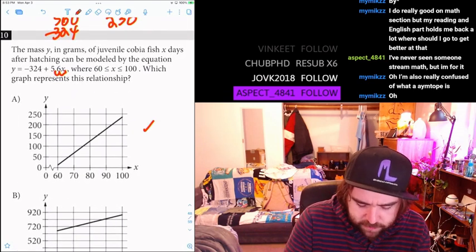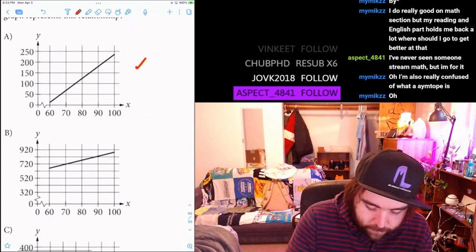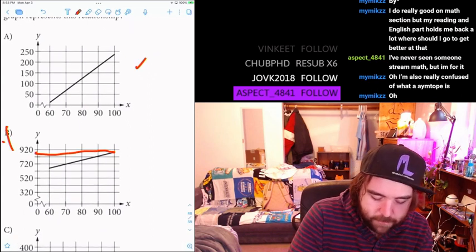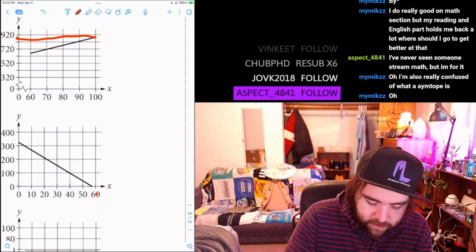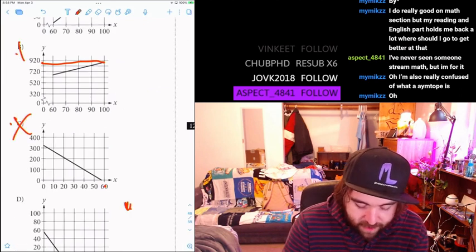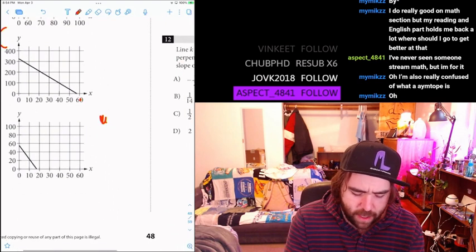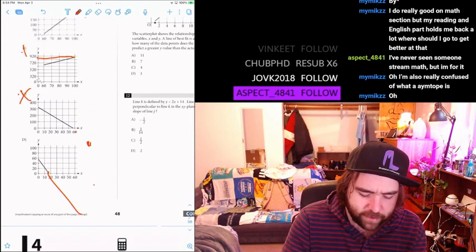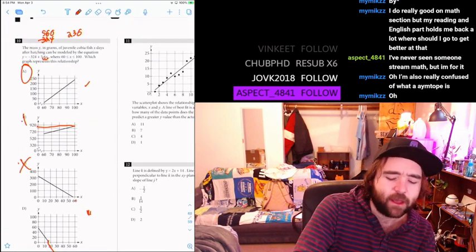So let's see. That one looks pretty good on that. This is definitely no good, right? Should be getting 236 when we plug in 100. We don't have 100, but that's super negative there. Definitely not 236. And again, here, the same thing. It's way down there. So just by that, it's got to be A.